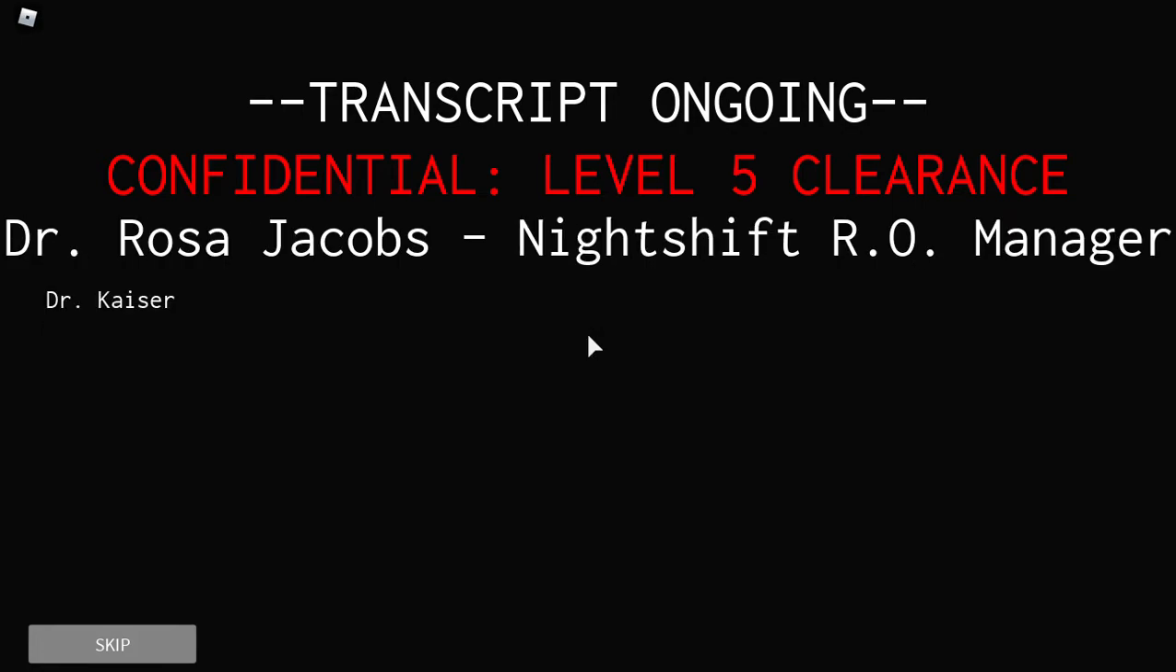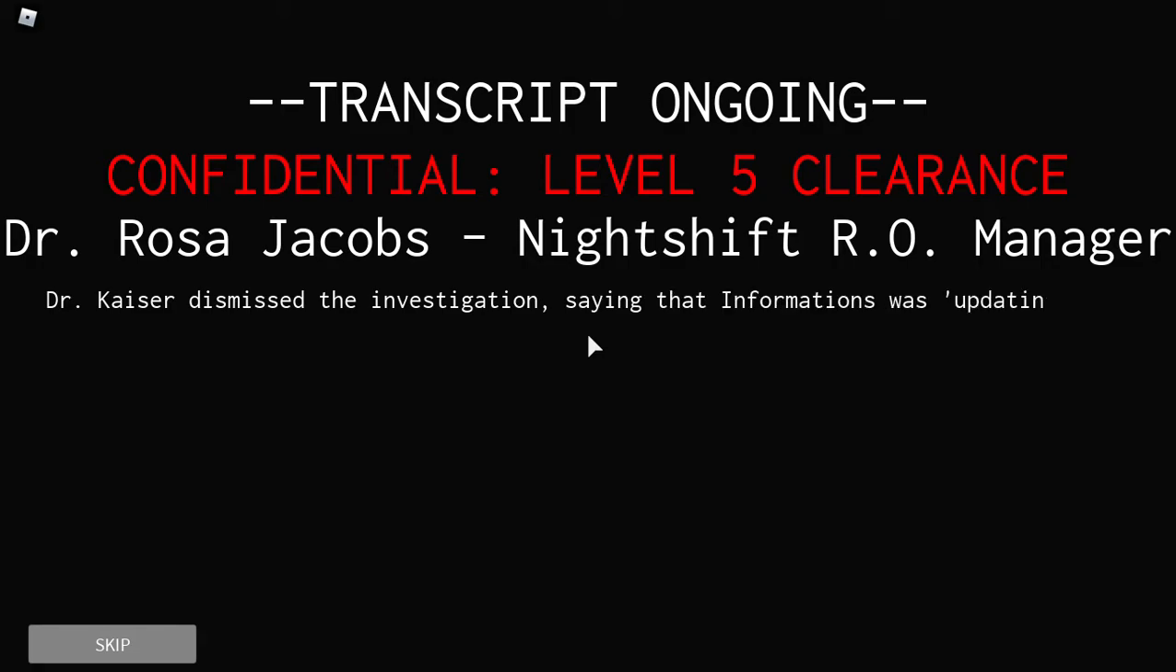Dr. Qserf dismissed the investigation, saying that Informations was updating the code to meet the standards for their new firmware. I proposed the shutdown of the DMR during this system maintenance, yet she disregarded the notion by saying that it would not impact operation.